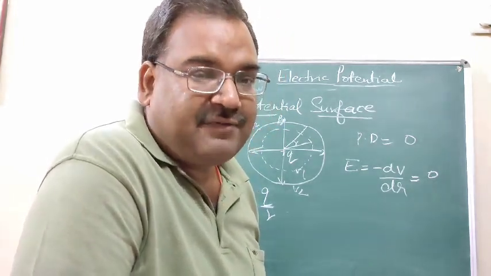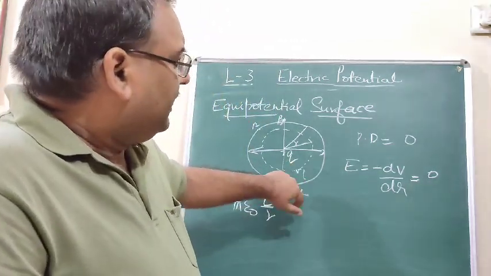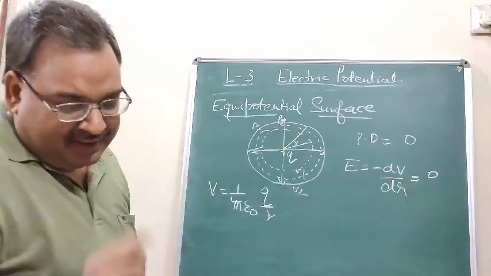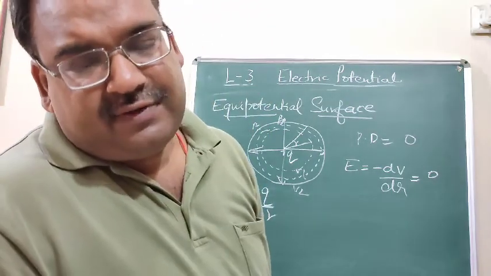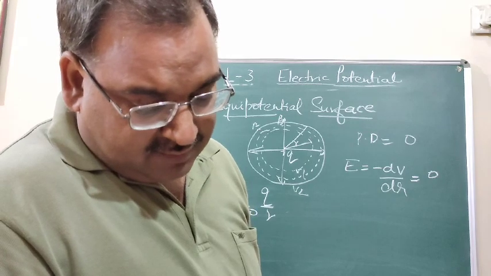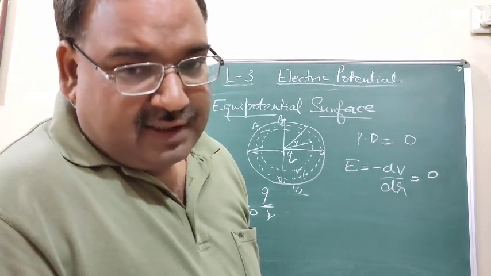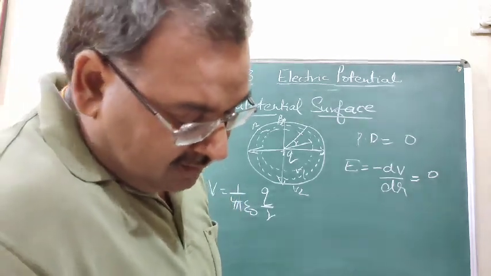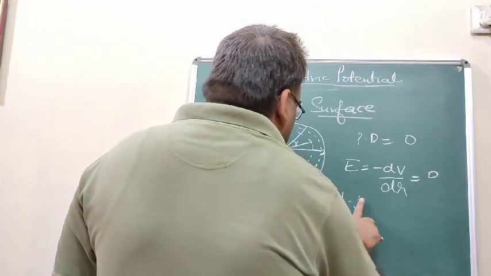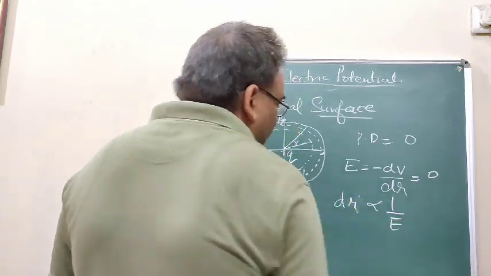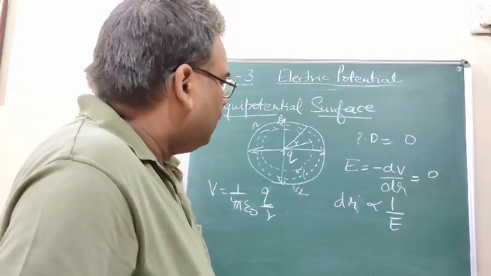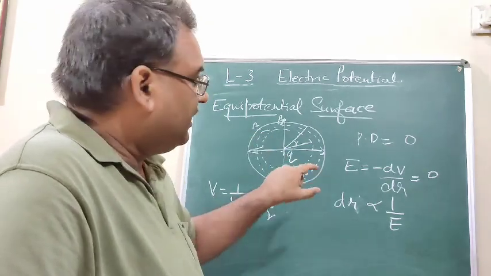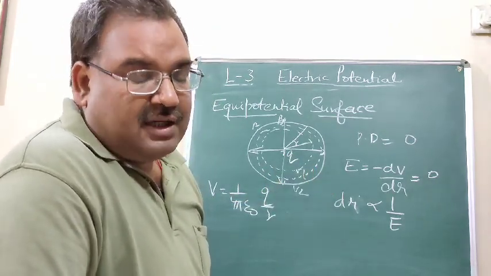The next important point is that there is a family of equipotentials. I have drawn a number of spheres, 2 spheres we can draw, and more than this in between at different radii. This is known as a family of equipotential surfaces. If these spheres are very close to each other, then the electric field is stronger, and if they are farther apart, the field is weaker. This is given by the formula: dr is inversely proportional to electric field. So in the diagram, if the spacing between the equipotential surfaces is less, the field is stronger, and if the spacing is more, the electric field is weaker.